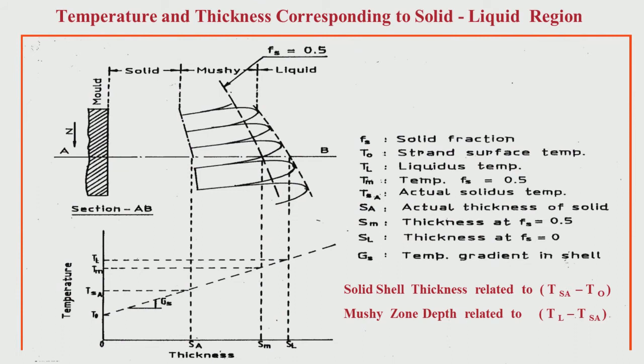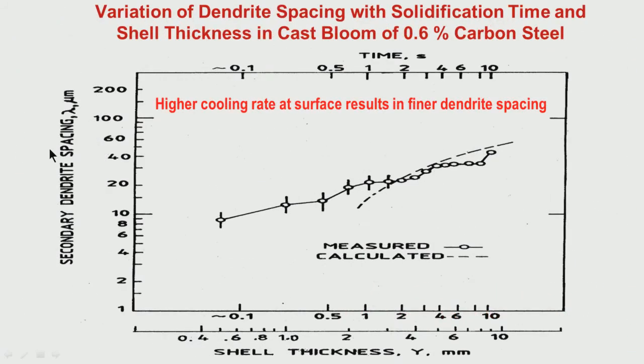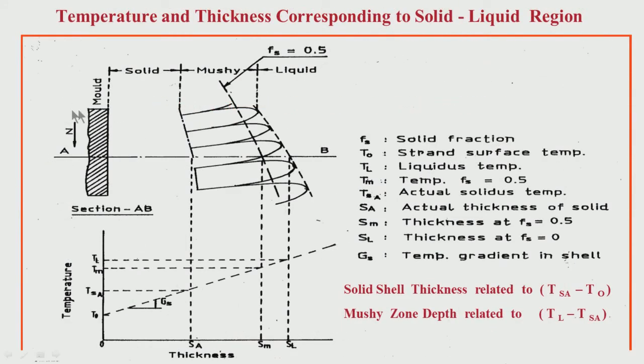As I was discussing, when solidification is taking place, what is happening? You have a solid shell, this is the mold, and you are going away from the mold. So, you have a solid shell, you have a mushy zone, you have liquid. Liquid is naturally away from the mold. Heat is getting transferred from the liquid into the mold, and solidification is taking place but is not complete. So, solid shell, mushy zone and the liquid.